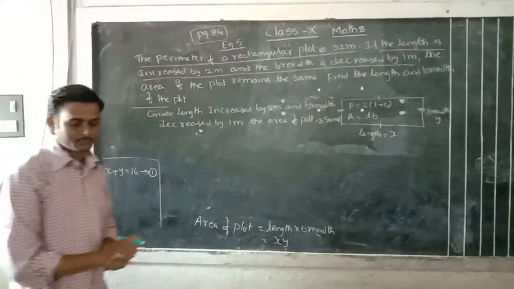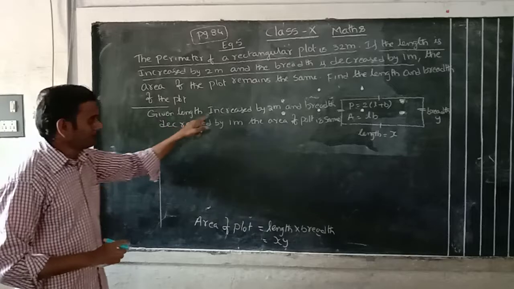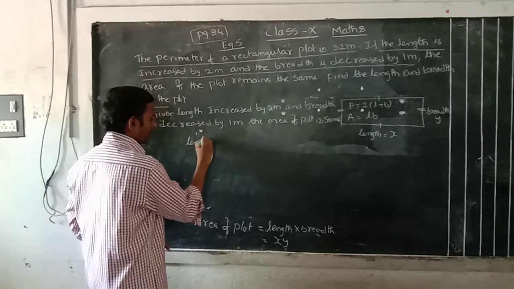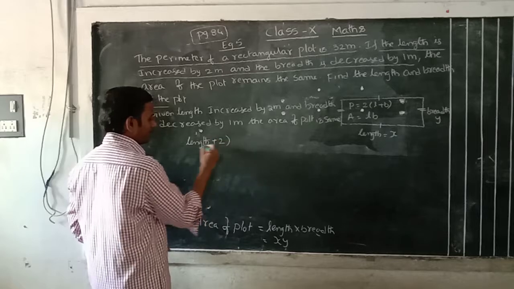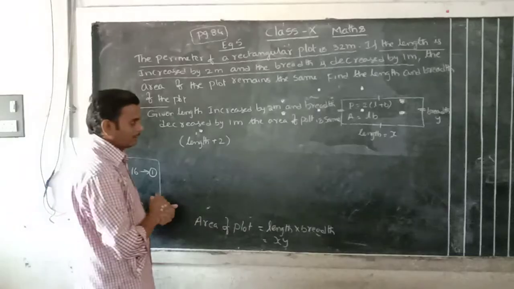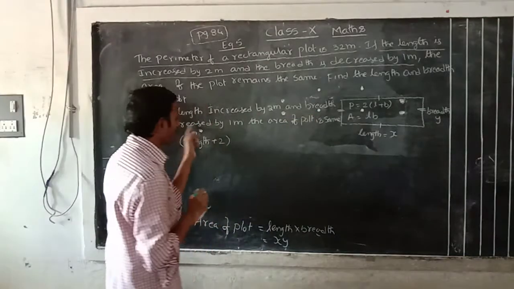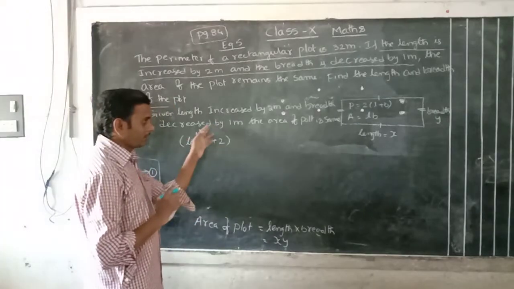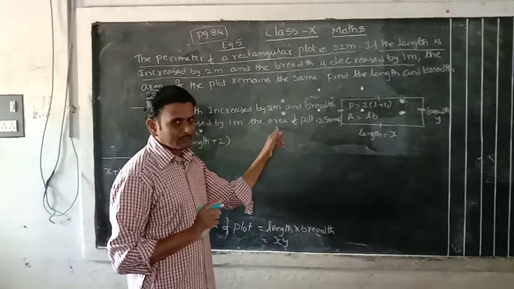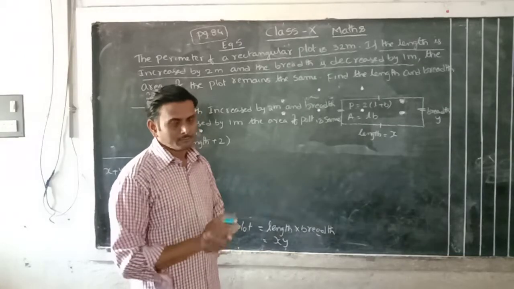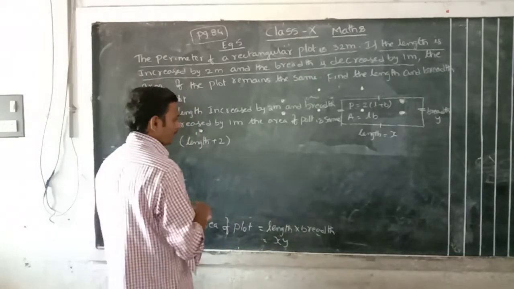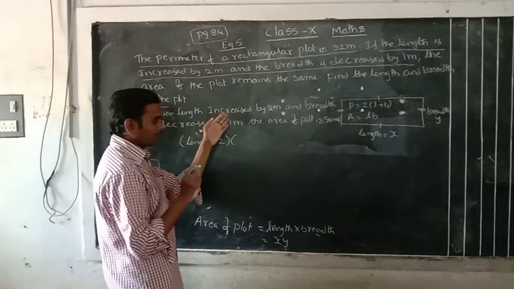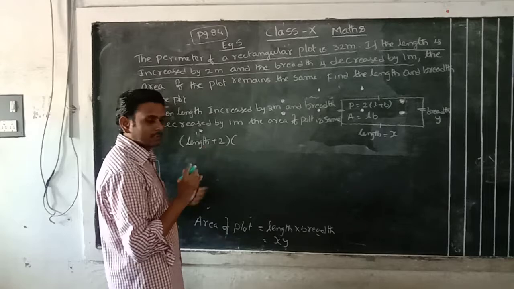This is the second sentence. Length is increased by 2 meters. Length plus 2. Length is increased by 2 meters. Breadth is increased by 1 meter. That means by using these two, we calculate the area. The area is the same. That means we have to calculate the area. By using the length increase and the breadth decrease, we have to find the area.